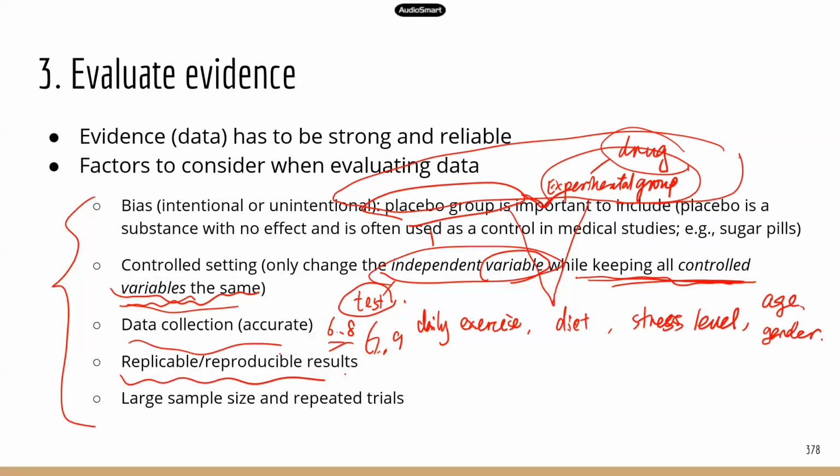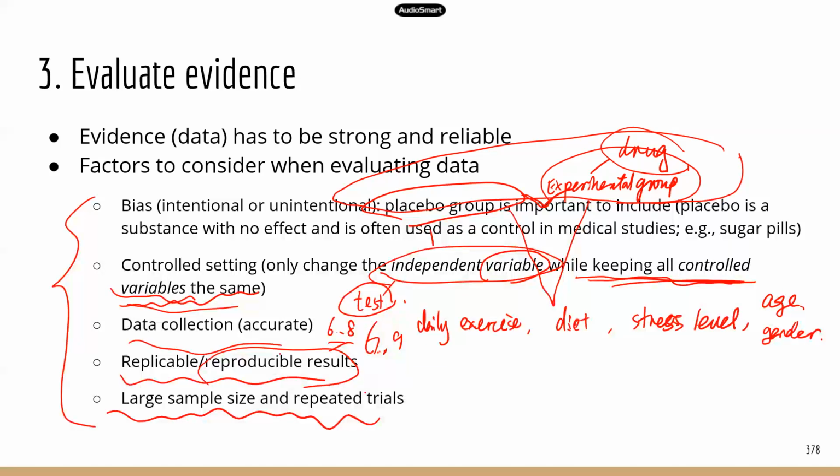Next, replicable, reproducible results. We mentioned this earlier, right? When you do a study, other scientists should be able to follow what you did and produce similar results, right? So if other people are able to reproduce the same results, then the conclusions would be more reliable because it has been verified, right, by another group of scientists.